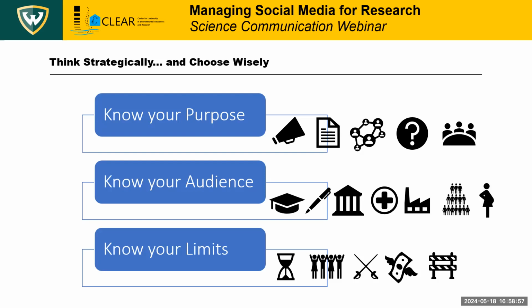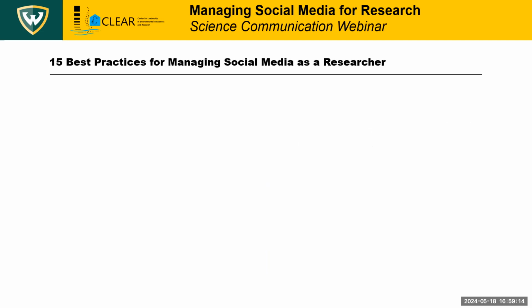For any social media strategy, keep in mind the 3 rules that I introduced back in part one. First, know your purpose. Second, know your audience. And then finally, know your limits. Based on those rules, here are 15 best practices for managing social media as a researcher.